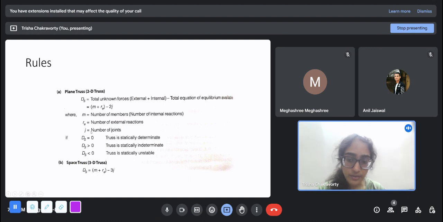Take that accordingly. For example, as I said, if there is a fixed support in a 2D truss, you will take three unknowns. But if there is a fixed support in a 3D truss, you have to take six unknowns for that.